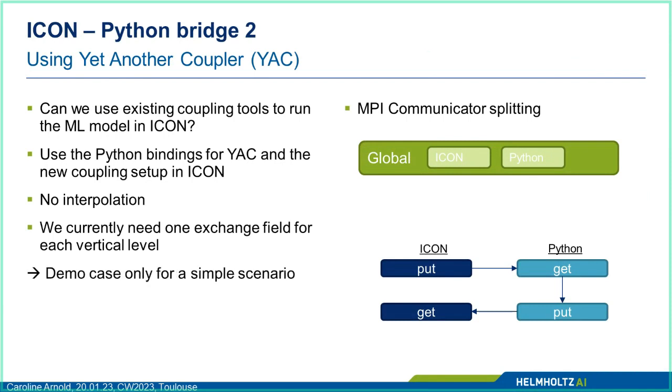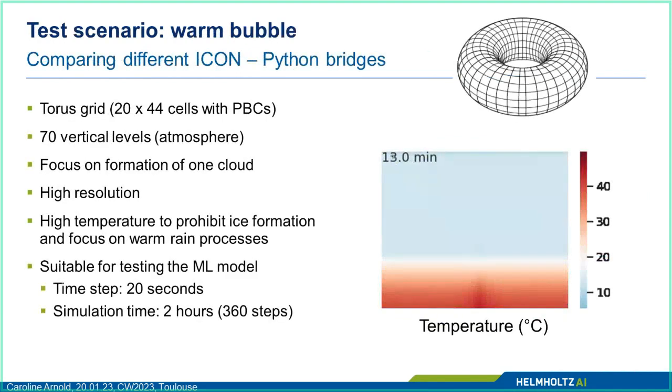Yes, we implemented this in a demo case for a very simple scenario that I'm going to show on the next slide. So this is the test scenario that our collaborators would like to use, the so-called warm bubble scenario. It's working on a torus grid, you see to the upper right. The torus grid is quite small. It has only 20 by 44 cells and 70 vertical levels. The torus is illuminated from all sides, so we call it internally the donut in the oven experiment because it's like a little donut that is illuminated inside of an oven. And it allows the researchers to focus on the formation of exactly one cloud.